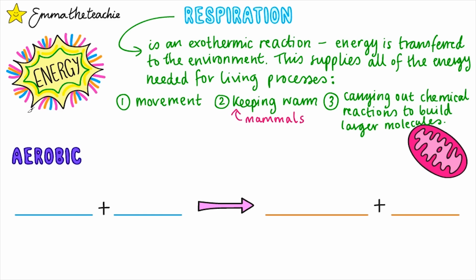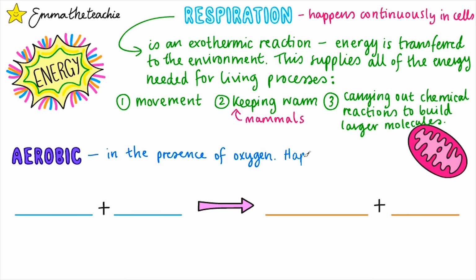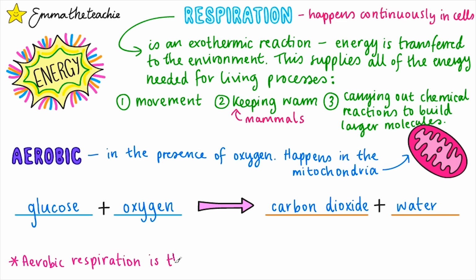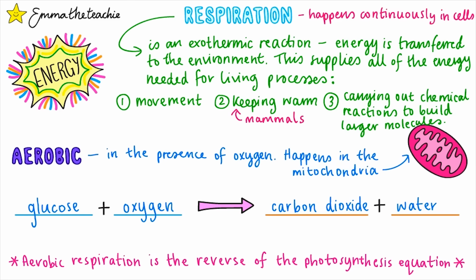To supply enough energy for all of these processes, respiration happens continuously in cells. Aerobic respiration can occur when there's adequate oxygen present, and this happens in the mitochondria of the cell. Here's the word equation for it. Glucose plus oxygen, arrow, carbon dioxide plus water. This equation for aerobic respiration is actually the reverse of the photosynthesis equation, so this might help you remember it. Photosynthesis was also an endothermic reaction, but respiration is exothermic.